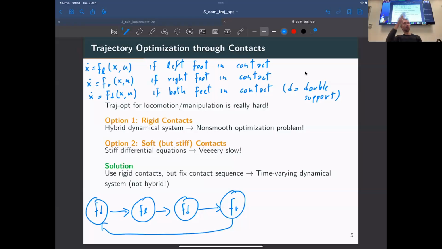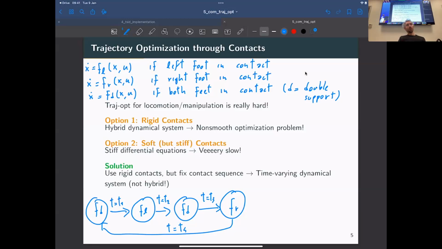So you have a cycle between these different dynamics, depending on whether you have both feet or just one of them touching the ground. And you know that you switch from one dynamical system to the other when time reaches a certain value. So at T1 you go there, at T2 you go there, at T3 you go there, and then at T4 you go there, and then you keep repeating this time-based cycle.